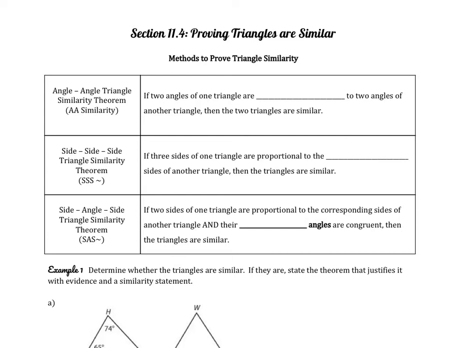Hi everyone, this is Mrs. G.A. and today we're going to learn about how to prove that triangles are similar. There are three different ways we can prove that two triangles are similar. The first one is called the angle-angle triangle similarity theorem.